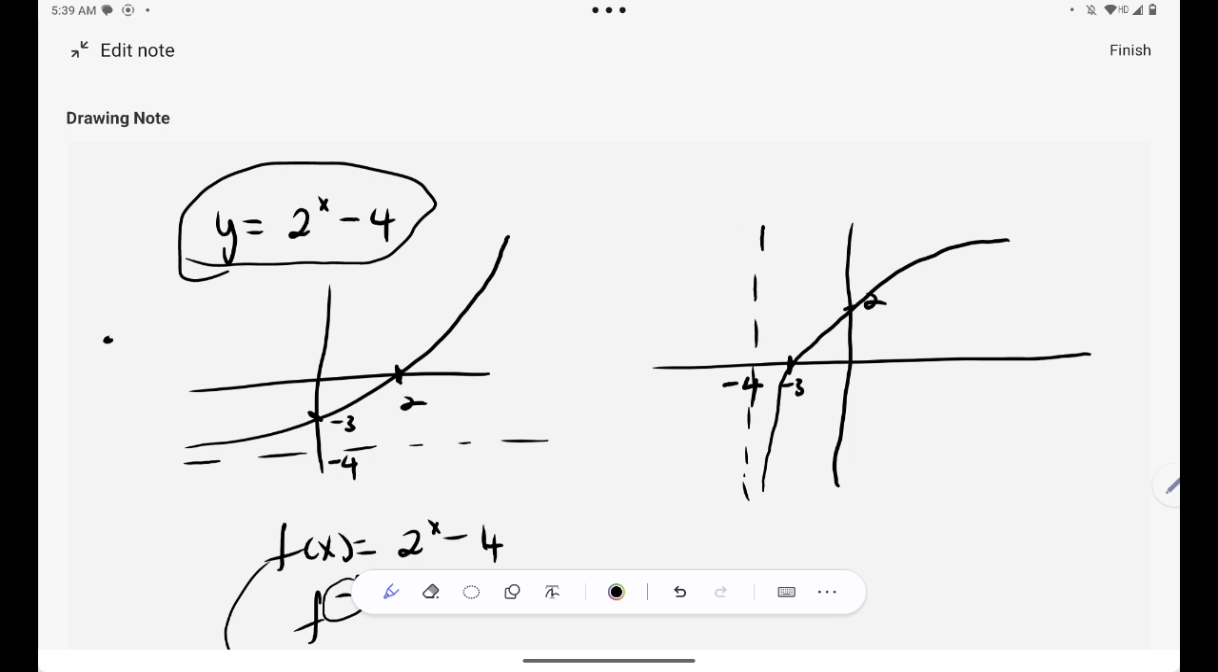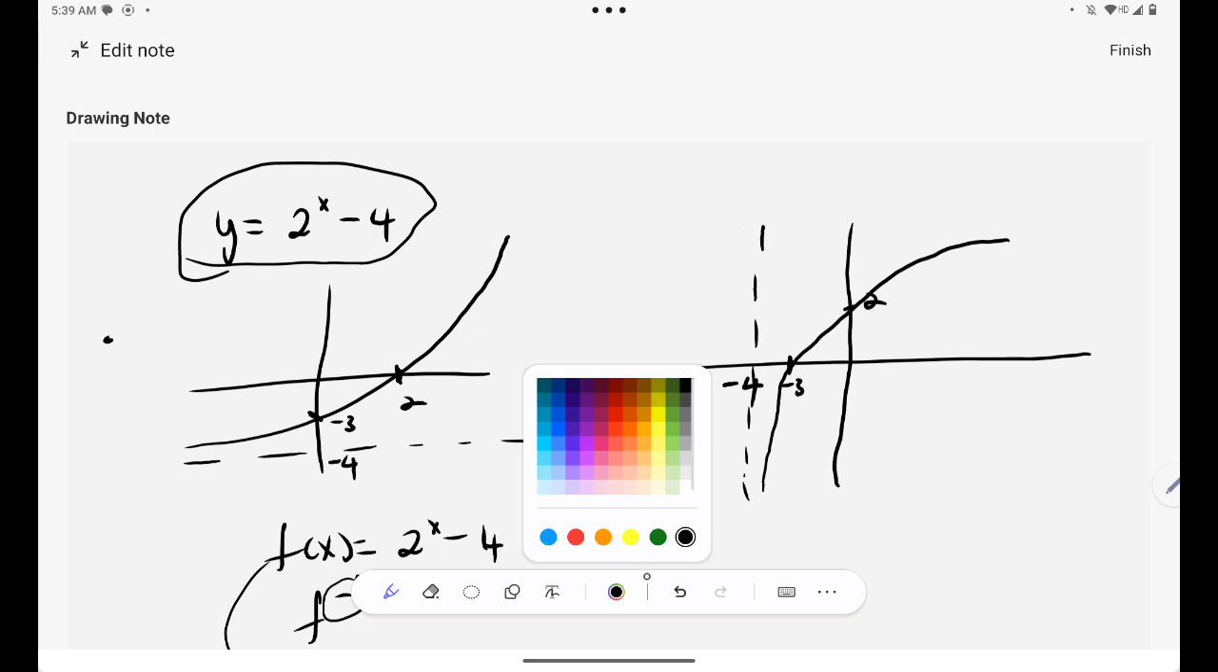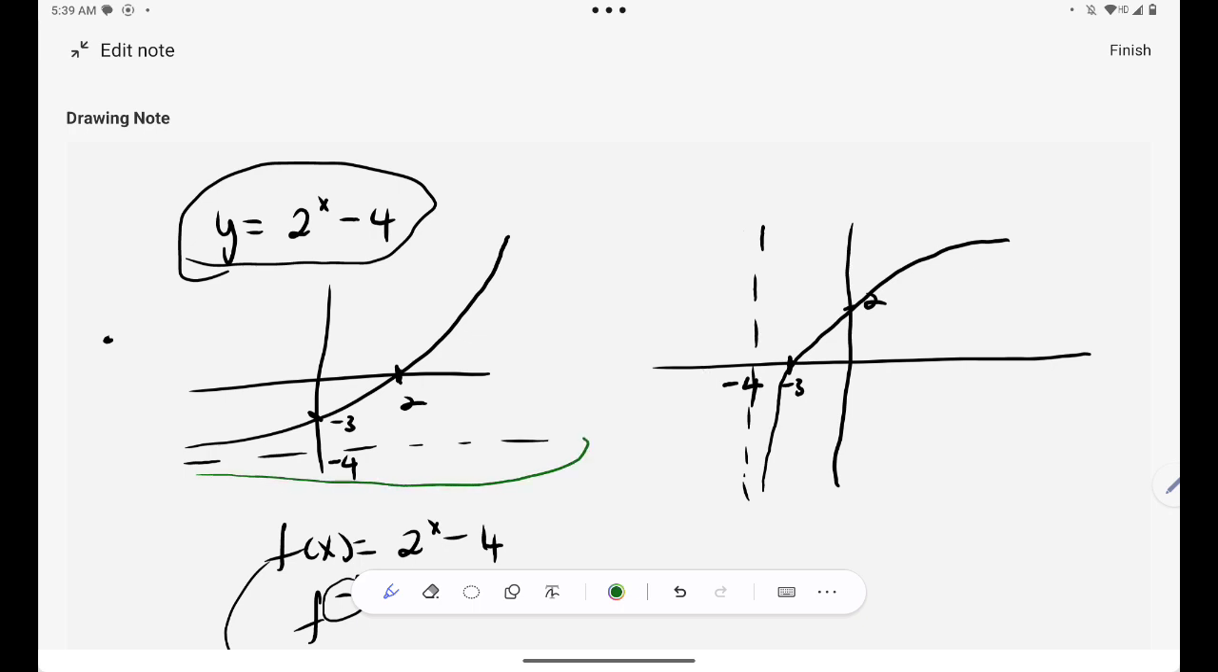Are we together? If you check on the original graph, the horizontal asymptote was y is equal to negative 4. But now on my inverse, the vertical asymptote is x is equal to negative 4. My y-intercept was negative 3, now my x-intercept is negative 3. The x-intercept was positive 2, now my y-intercept is positive 2.